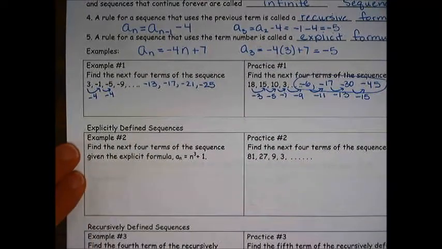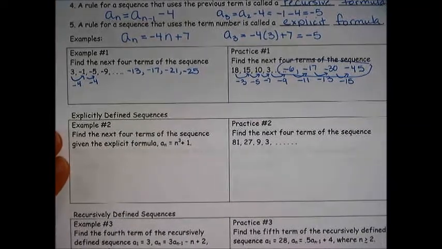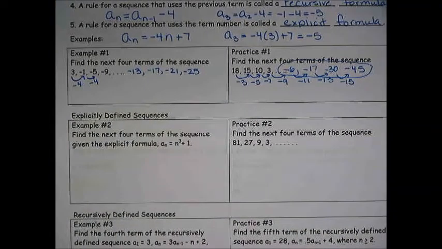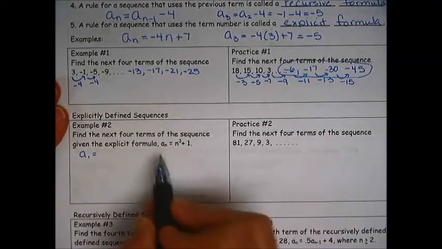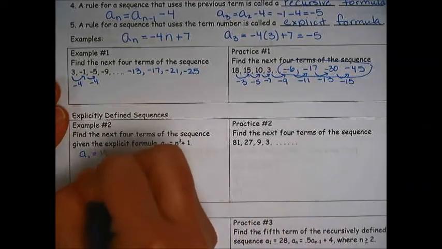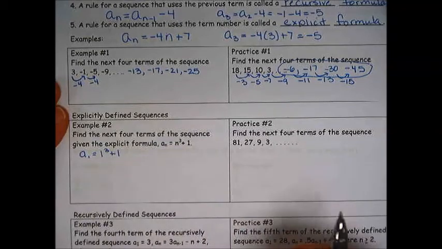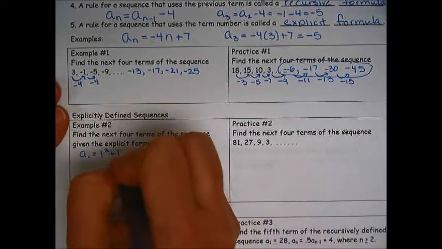So example 2 gives us some practice with some explicit formulas. We have a sub n equals n cubed plus 1, and they want us to find the next 4 terms, but the first 4 terms. So a sub 1, I just want to substitute 1 in for n, so we've done lots of practice with this. 1 cubed, which is 1 plus 1 is 2.